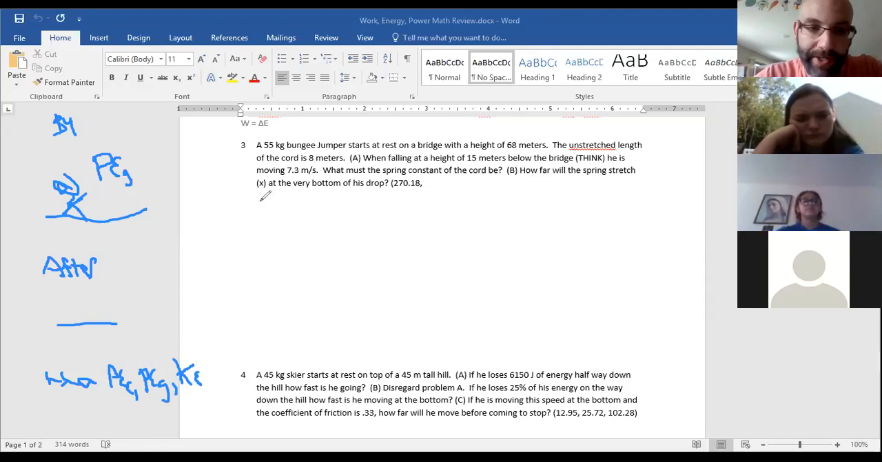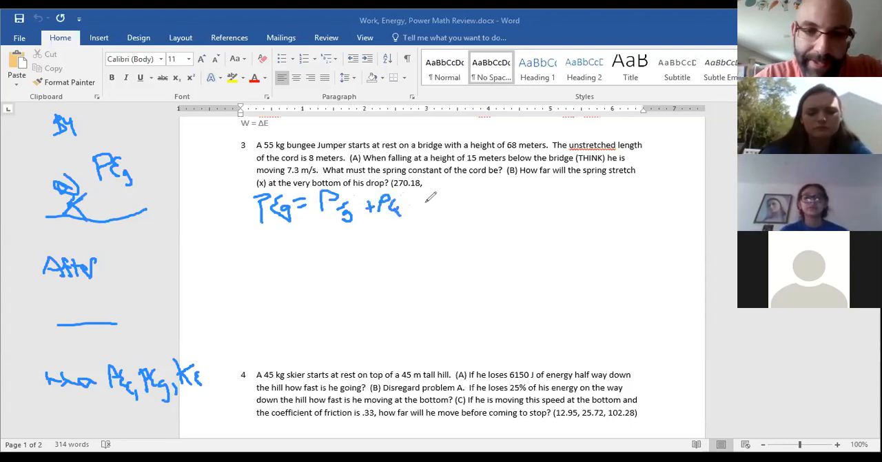So if we write our equation, it would be PEG equals PEG again, plus PEE, potential energy gravity, potential energy elastic, and kinetic energy.